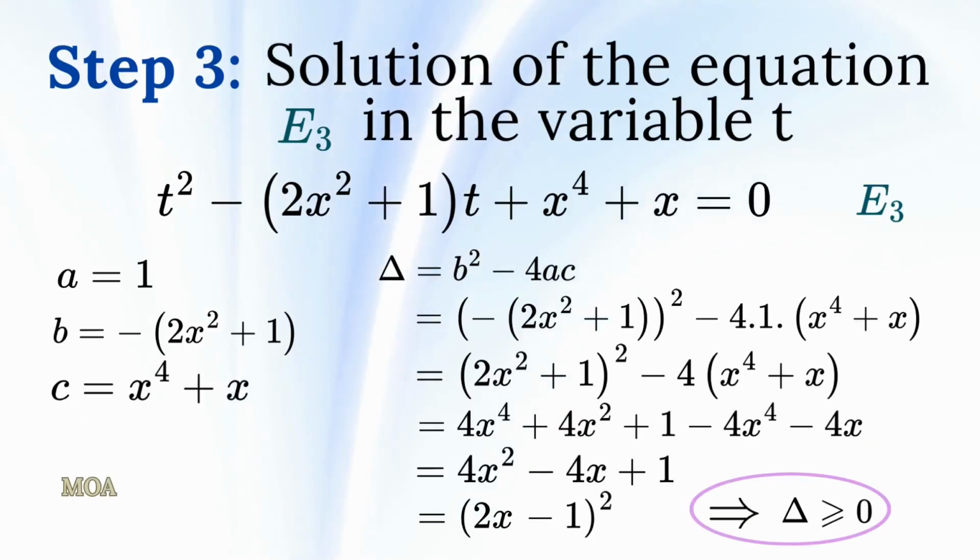To solve this second-order equation in the variable t, we use the discriminant, delta, and first calculate its value. The discriminant delta is equal to the square of 2 times x squared plus 1 minus 4 times 1 times x to the power of 4 plus x. After developing and arranging this expression, we obtain delta equals 4x squared minus 4x plus 1, which can also be written as the square of the quantity 2x minus 1.